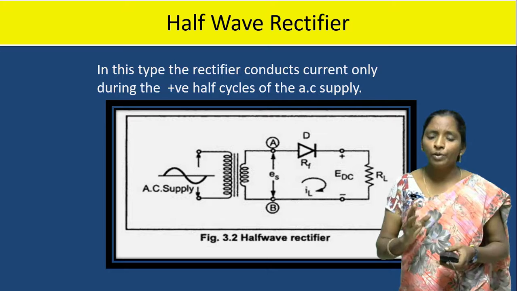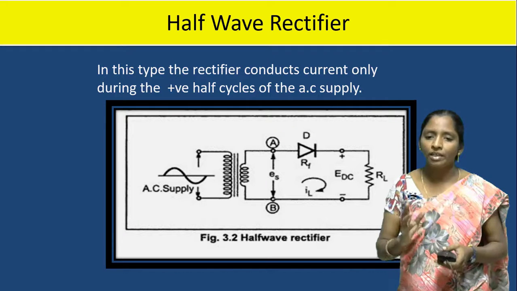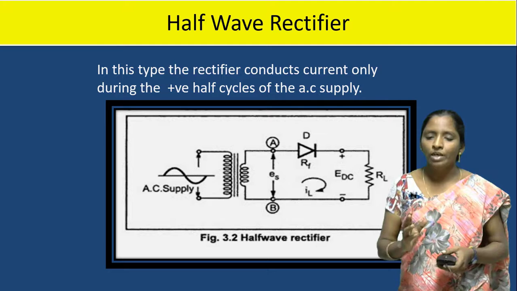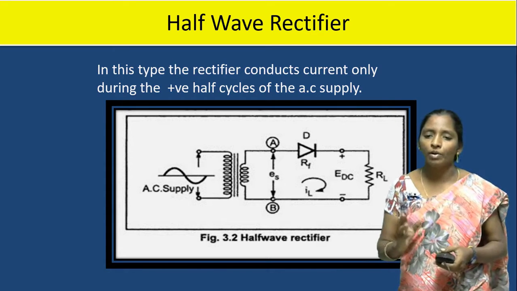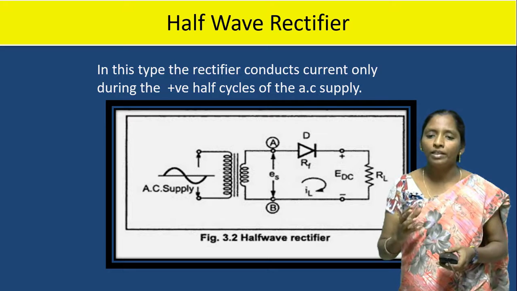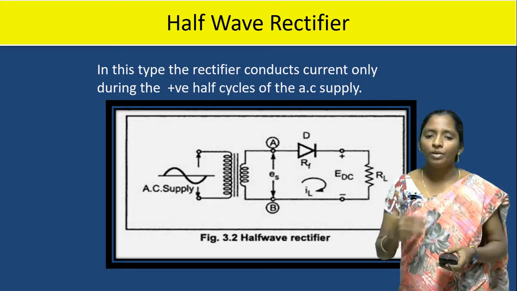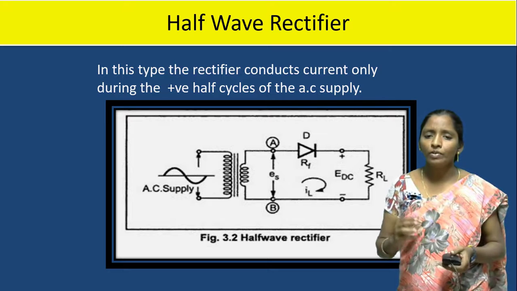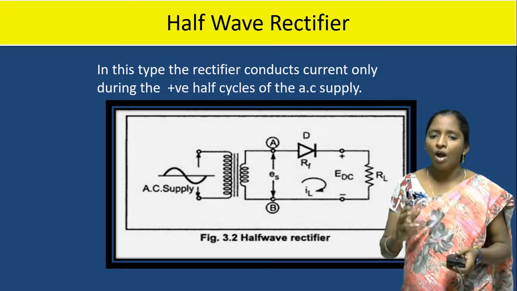During the positive half cycle, the diode is in the on condition due to forward bias. When the diode is on, the voltage drop across the load resistor is the corresponding input voltage. So we are getting output during the positive half cycle. But during the negative half cycle, the diode is in reverse bias. That means the diode is off. If the diode is off, there is no current, and the voltage drop across the load resistor is 0. So this is the circuit operation of the half wave rectifier.